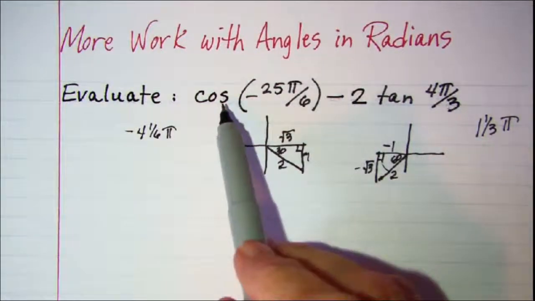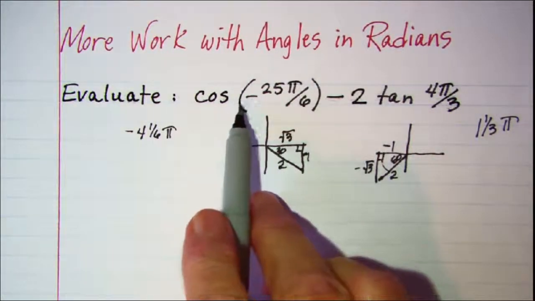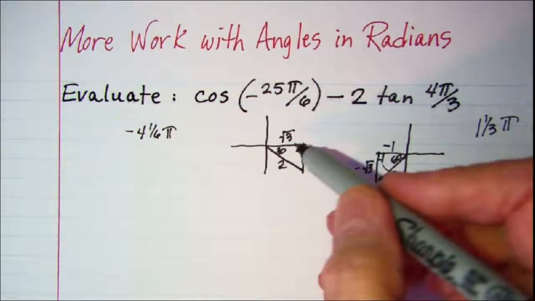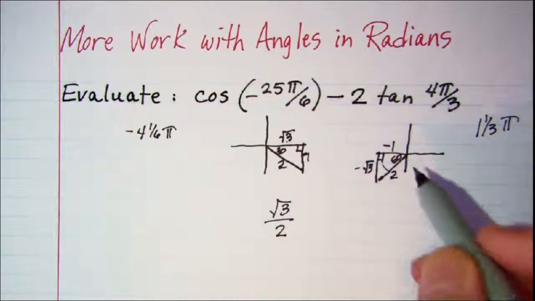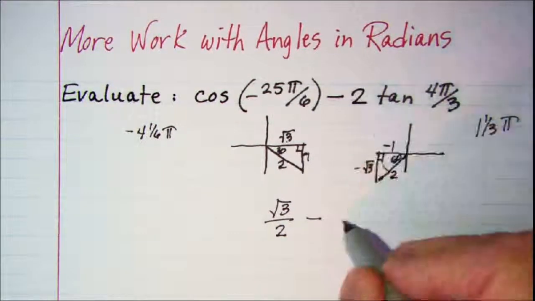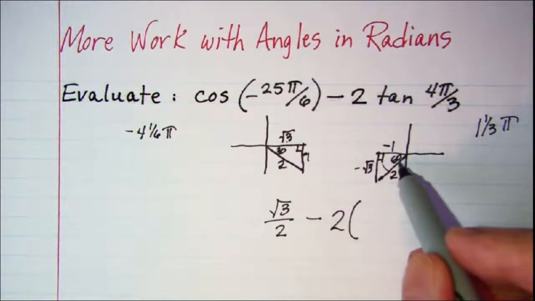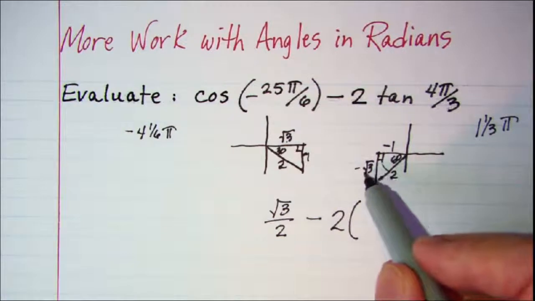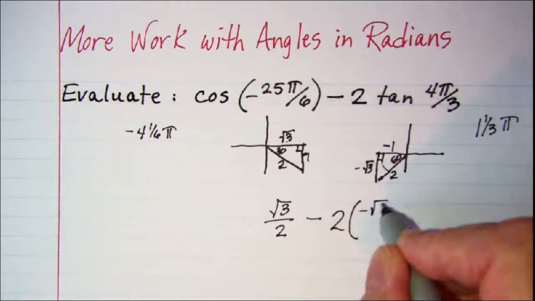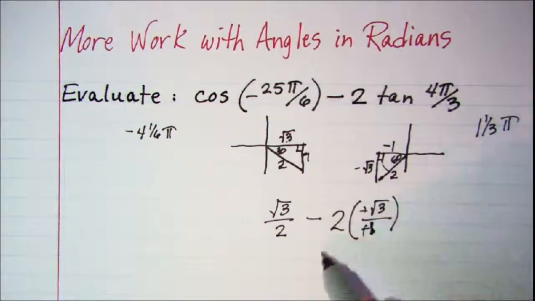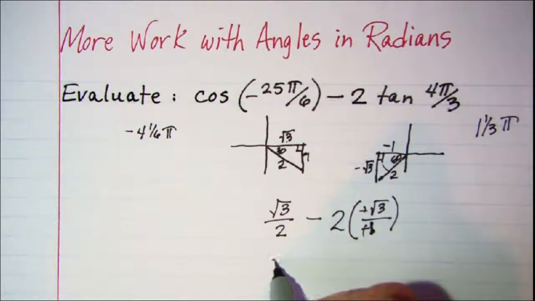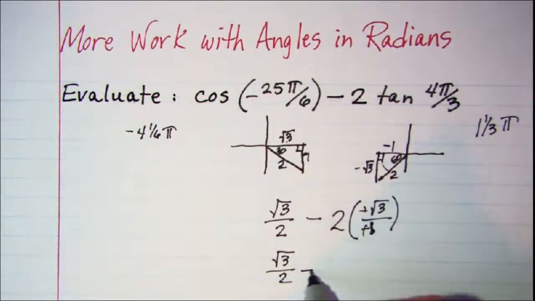Okay, now I'm ready to do my problem. The cosine of this reference angle, cosine is adjacent over hypotenuse, so it'll be a root 3 over 2. And then subtract 2 times, and the tangent of this reference angle is opposite over adjacent, so negative root 3 over negative 1. Right? These negatives cancel off, and so I have root 3 over 2 subtract 2 root 3 over 1.